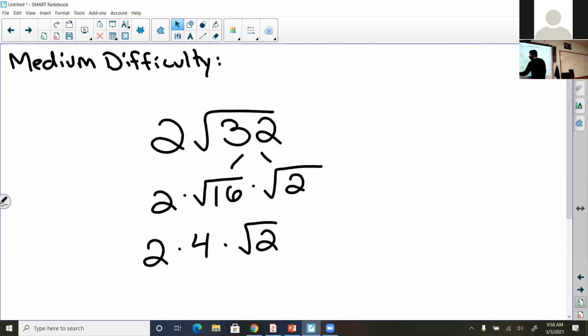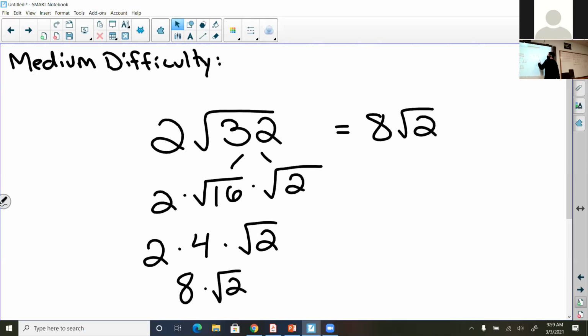2 times 4 is 8 times the square root of 2. So my answer is 8 root 2. So just remember that when you have a coefficient on front, it's being combined by multiplication. So 2 times the square root of 16 times the square root of 2 is the same thing as 2 times the square root of 32, which is the same thing as 8 root 2.